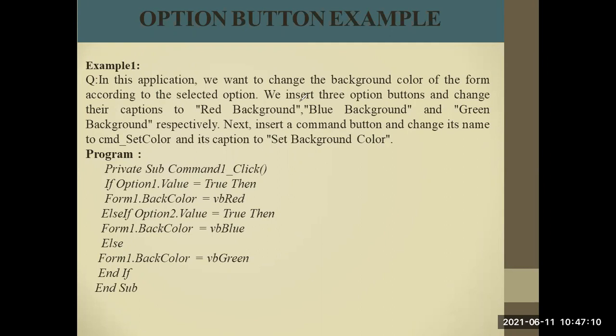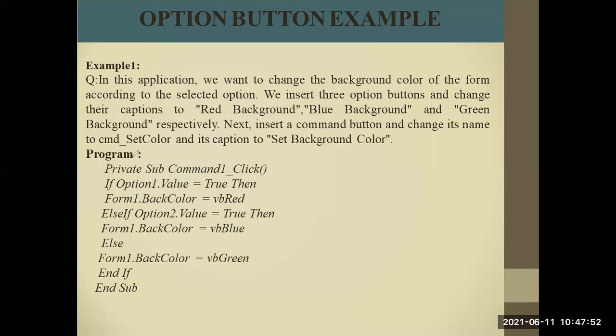So what is the problem? We have to design an application that changes the background color of the form according to the selected option button. Now we have to insert three options here to change the color. So the captions will be red background, blue background, and green background. And we insert a command button. Whenever we click the command button, based on the chosen option, the command button does the functionality. It will change the background of the form, and it also changes the command caption to set background.